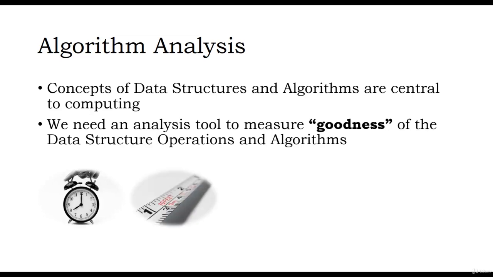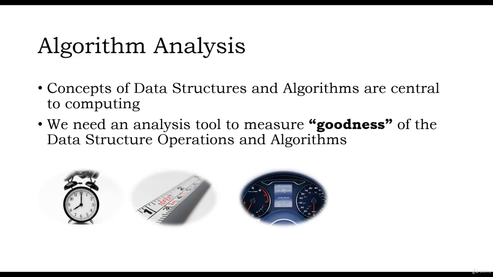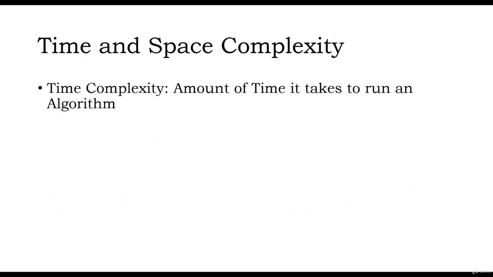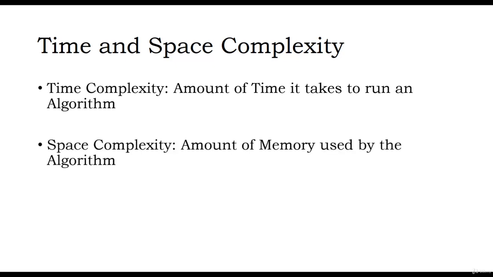In the same way, we can use a scale to measure the distance, or we can have a speedometer to measure how fast a car is moving, as well as we can have a blood pressure monitor to measure the blood pressure. In computer science, to measure an algorithm or operations, we need time and space complexity. Time complexity is an amount of time it takes to run an algorithm. In the same way, the space complexity is the amount of memory used by the algorithm.